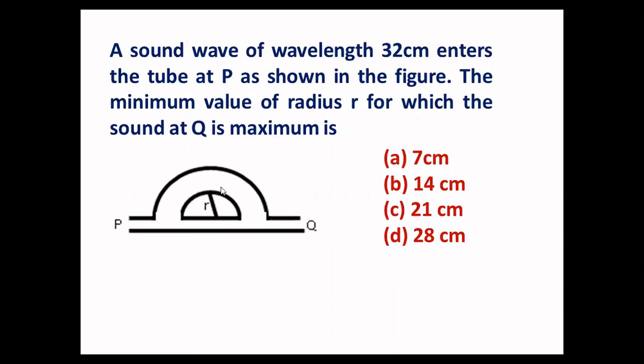When this travels more distance and reaches here, and this travels less distance and reaches here, we don't know whether crest falls on crest at all. There is no guarantee. There may be a chance of crest falling on trough also. But they are asking you the minimum value of radius. How much should the radius be so that the sound at Q is maximum? The sound heard here should be a maximum sound.